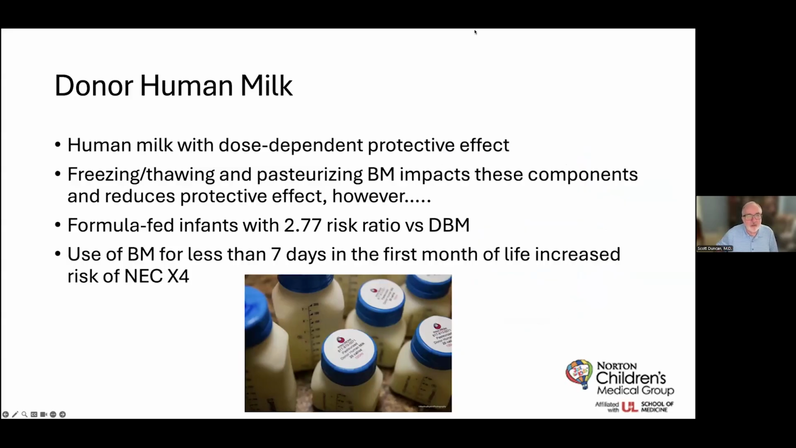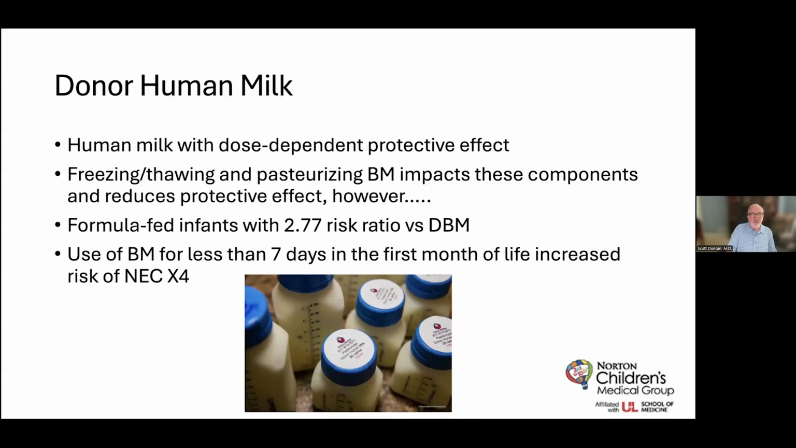Donor milk appears to have a dose-dependent effect. I told you that all the different pasteurizing effects, freezing and thawing, reduce the protective effects. But if you look at donor milk versus formula-fed babies, you're going to see formula-fed babies still have over 2.5 times the risk ratio versus donor milk. You can use donor or breast milk for less than 7 days in the first month of life and increase your risk of NEC fourfold.